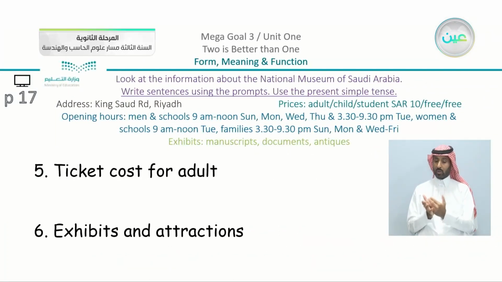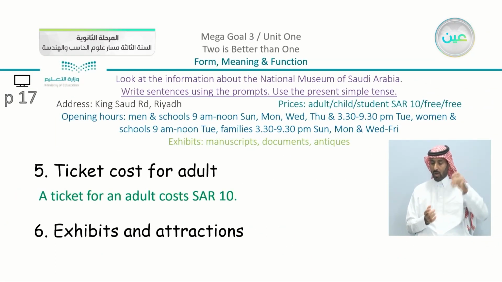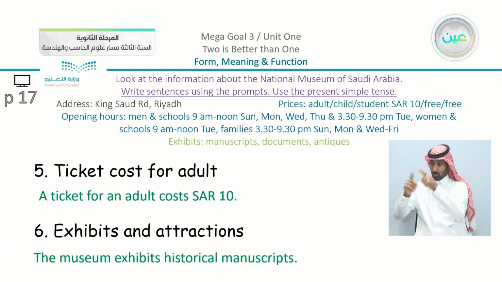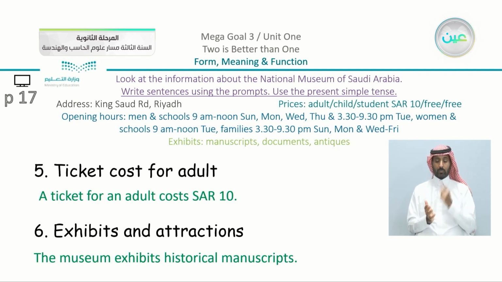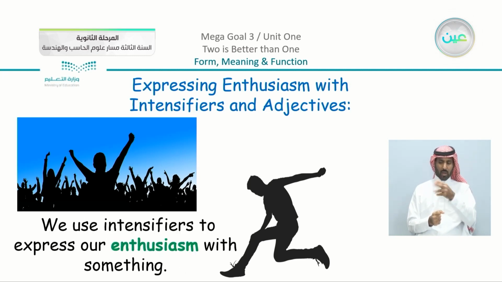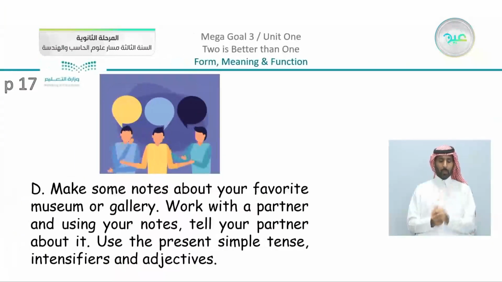The ticket cost for adults, we have here a ticket for an adult costs, with an S, present simple, 10 Saudi riyals. And we have here exhibits and attractions. The museum exhibits historical manuscripts. So you can see in all these sentences we use the present simple. The last part that we had in our lesson was expressing enthusiasm with intensifiers and adjectives, and when can we use these adjectives.